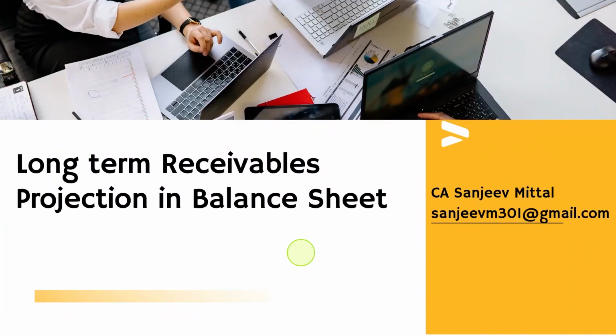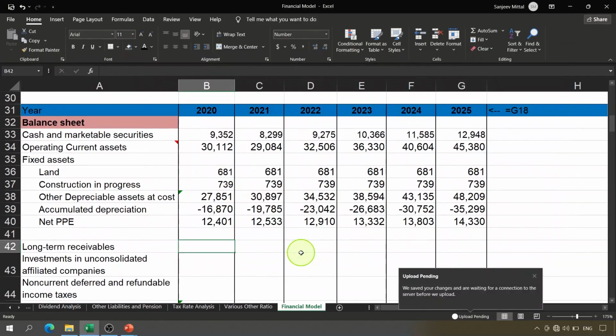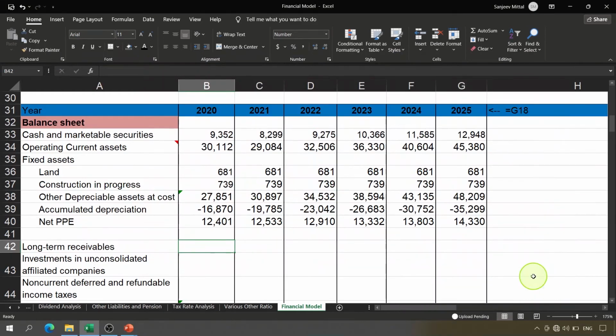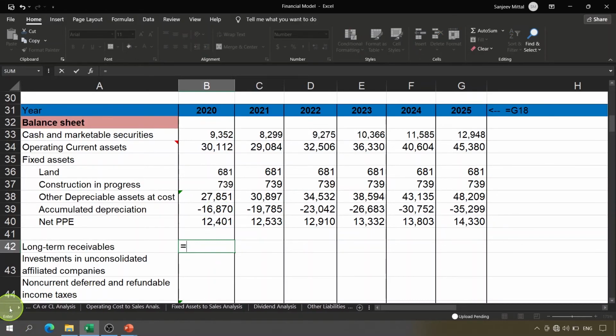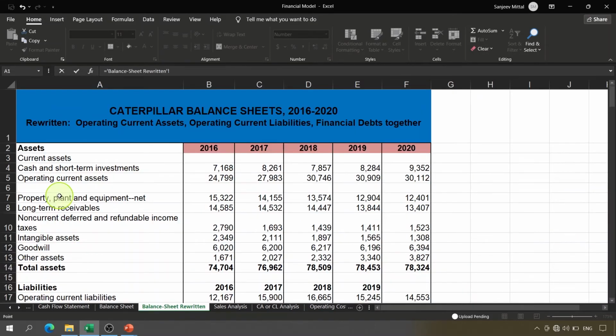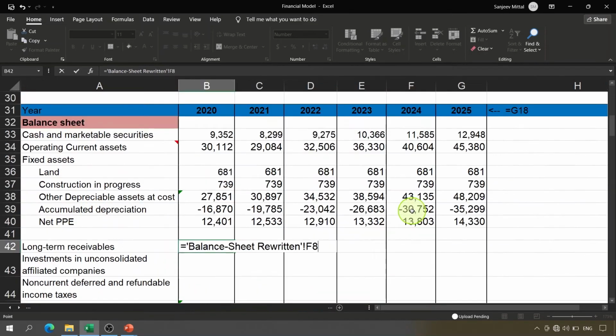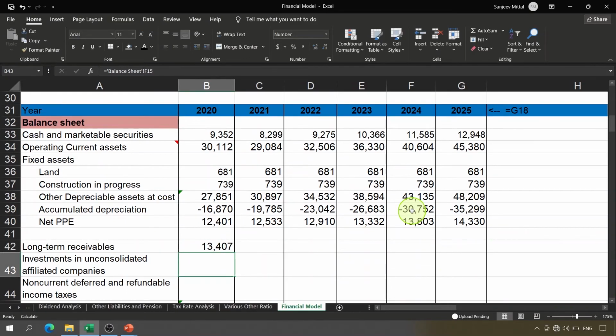Let's try to value our long-term receivables projection in balance sheet. For that purpose, we shall go to our balance sheet, and inside our balance sheet, we can see long-term receivables for the year 2020. For the year 2020, we can simply go to our rewritten balance sheet. So if we go to our rewritten balance sheet, we can simply see our long-term receivables for the year 2020 are 13,407, as you can see.